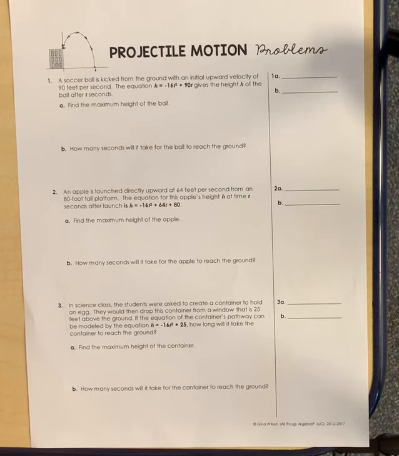So it says a soccer ball is kicked from the ground with an initial upward velocity of 90 feet per second. The equation h equals negative 16t squared plus 90t gives the height h of the ball after t seconds. Find the maximum height of the ball.